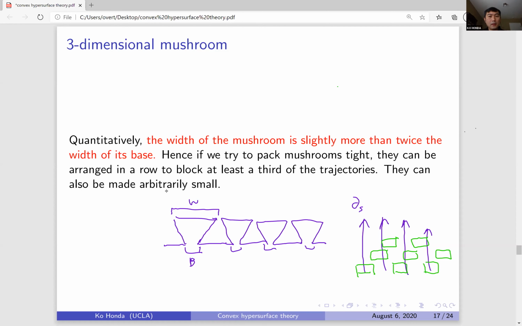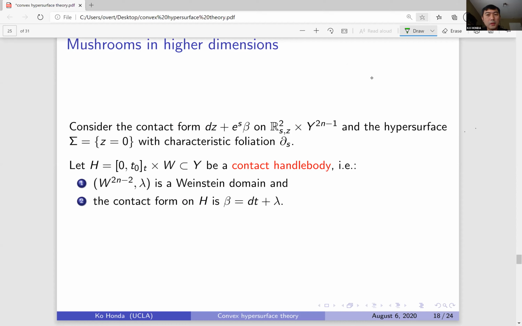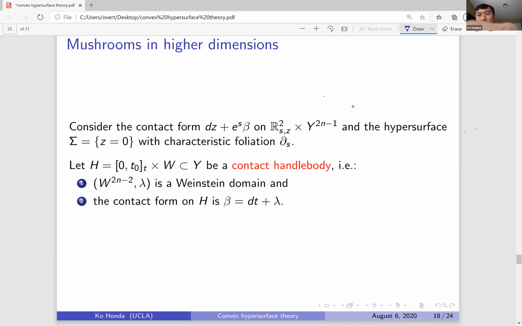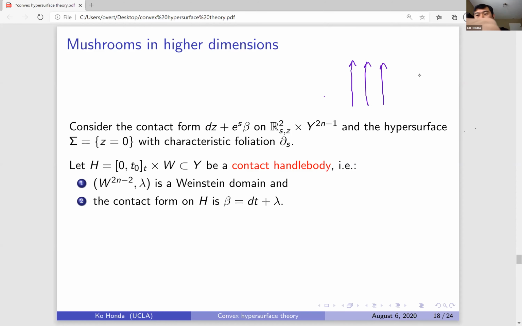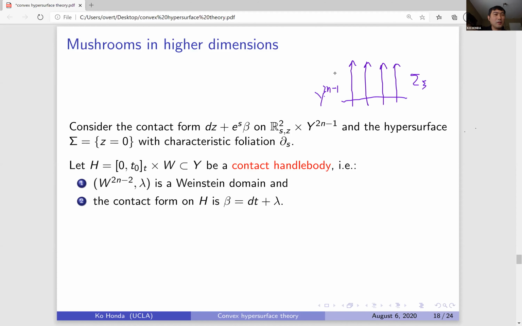Okay. All right. So what about mushrooms in higher dimensions? So the first thing you need to know is that if you have your characteristic foliation, okay, and you have something that's transverse to it, so you have a surface, let's call it Y, this is something transverse to a characteristic foliation in dimension 2n, right?